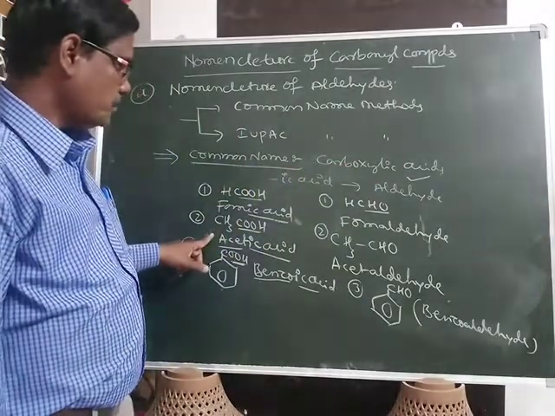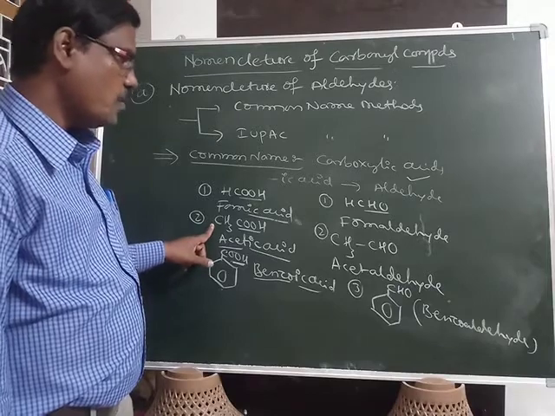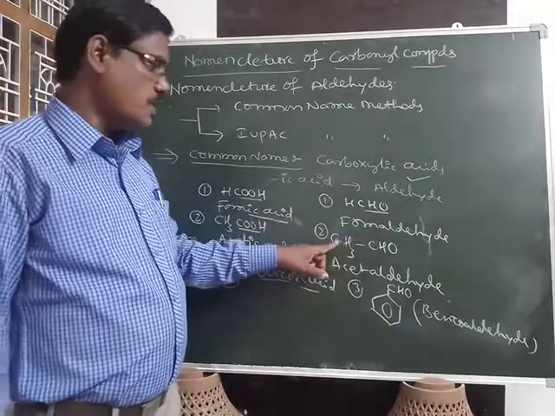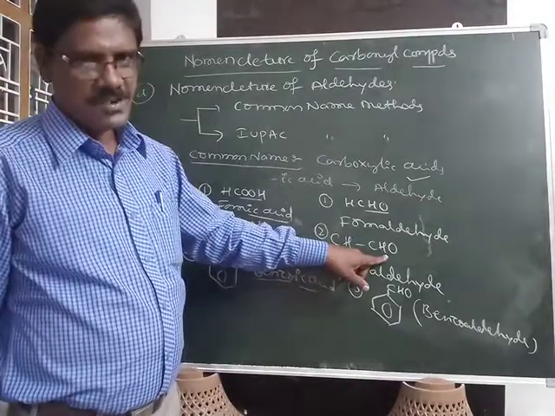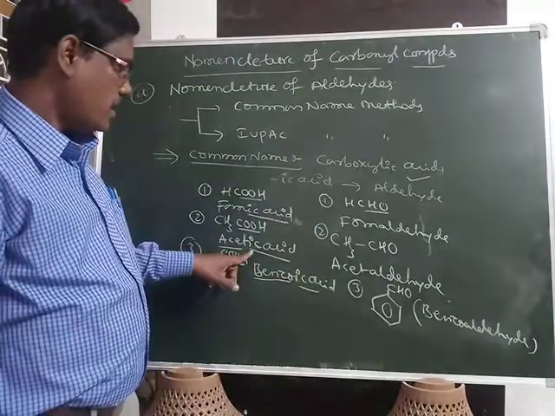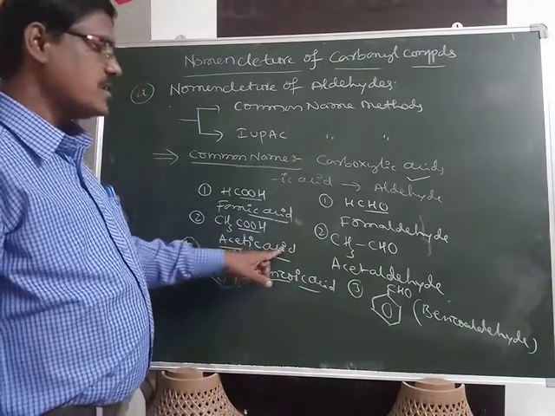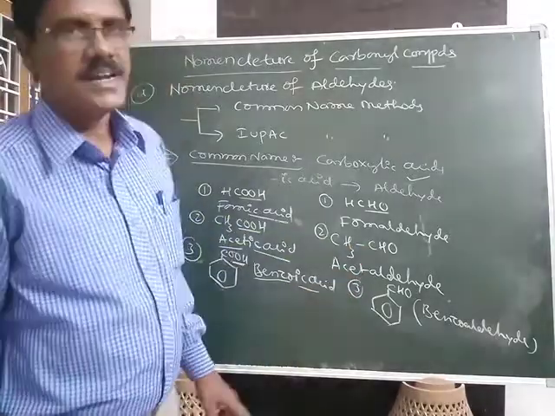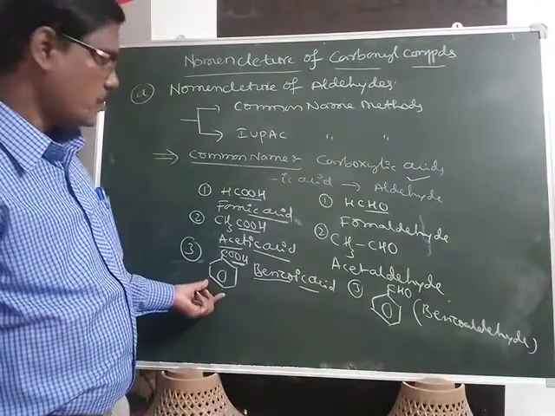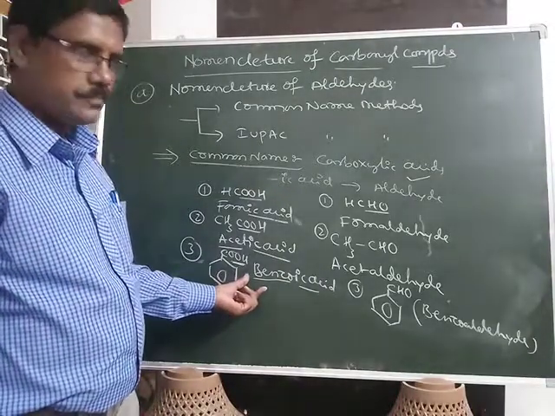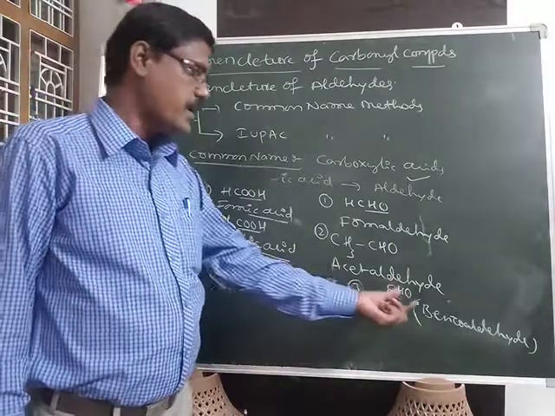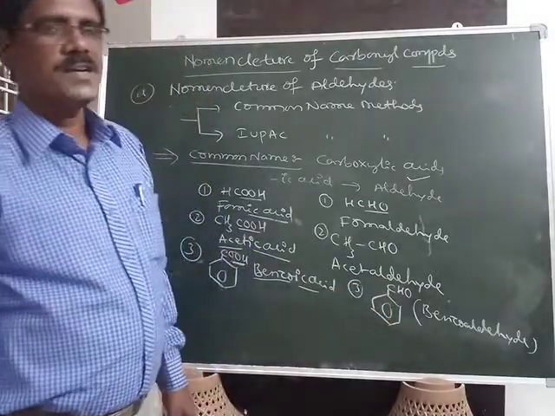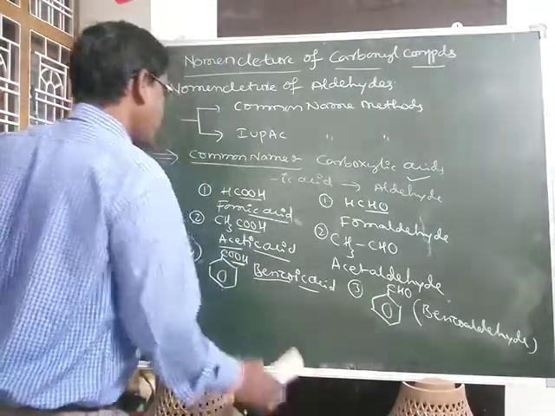Similarly, second example, the acetic acid formula is CH3COOH, and this COOH is replaced by CHO. Its formula is CH3CHO. It is called an aldehyde. Its acid name is acetic acid. That's why ic acid is replaced by aldehyde, then the name of CH3CHO is acetaldehyde. Now one more example. This one is known as benzoic acid. Ic acid, if replaced by aldehyde, we obtain benzaldehyde. This is the common name.